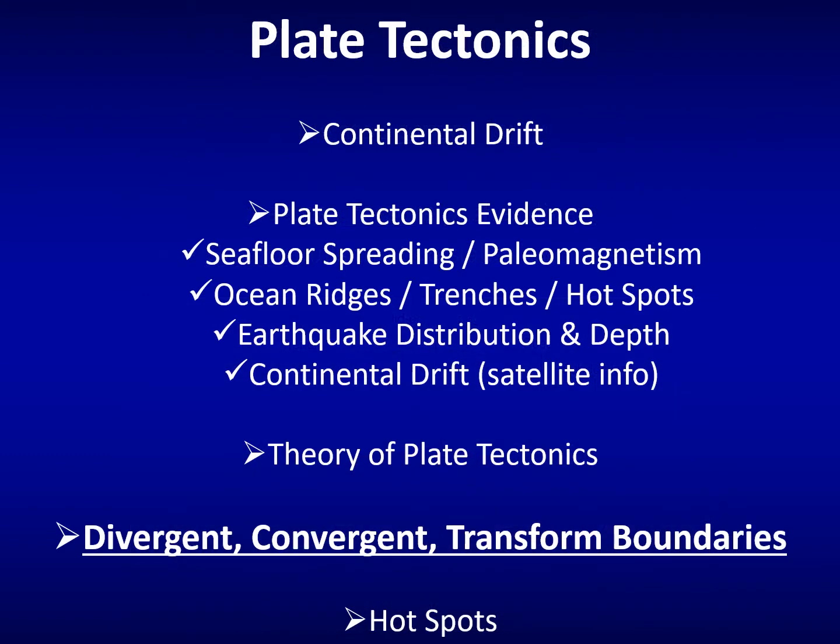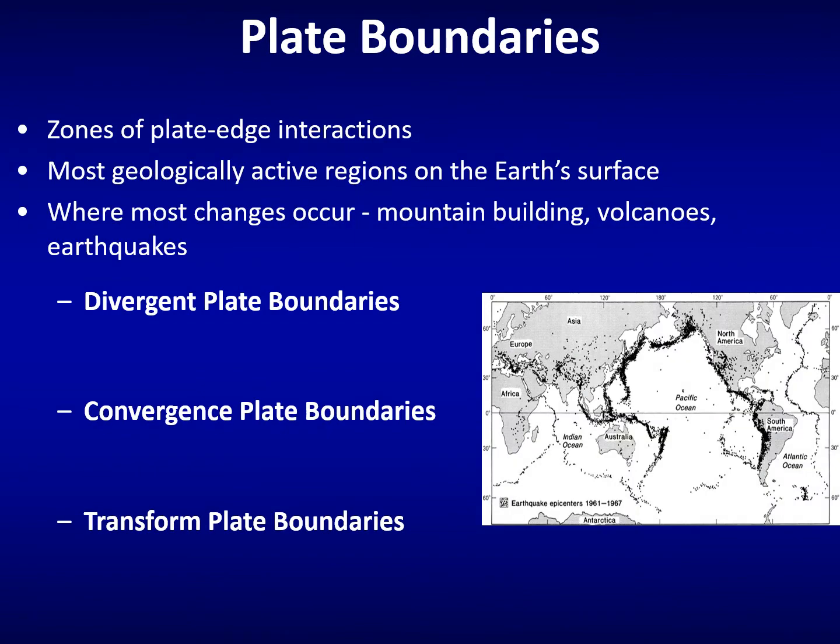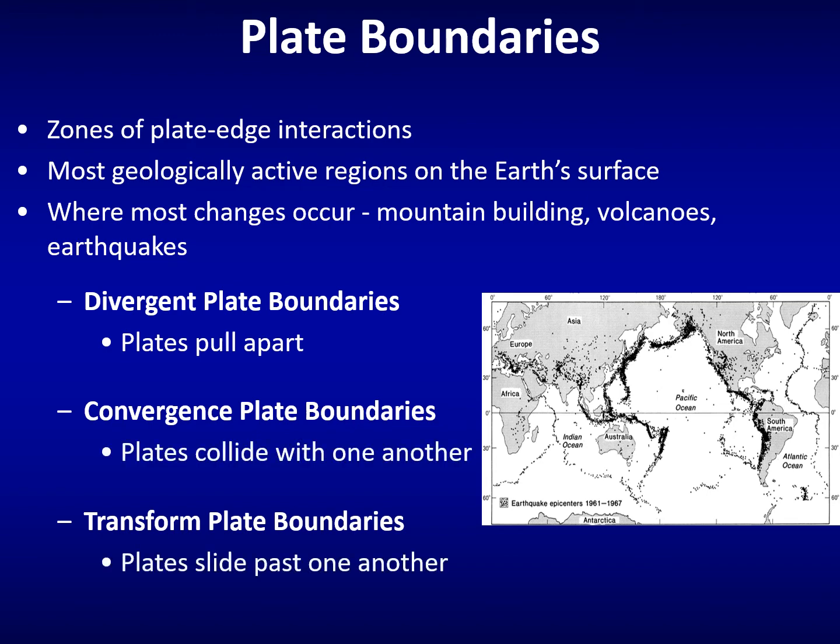Let's talk then about the plate boundaries. This is where all the geologic action on the Earth's surface takes place. The zone of plate interactions come in three varieties: either divergent plate boundaries, which is where the plates pull apart; convergent boundaries, where the plates collide with one another and come together; and transform plate boundaries, where they slide past one another. Each in their own right makes for earthquakes, volcanoes, and mountain building in various ways.